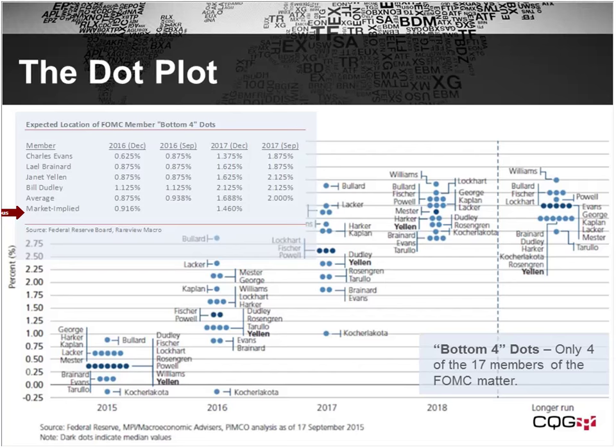So in this case, we're actually only going to focus on four of the dots instead of all 17 of the FOMC members, and we're going to focus on the four that we think are the most important. Real quick, why do we discount the other 13 voters?